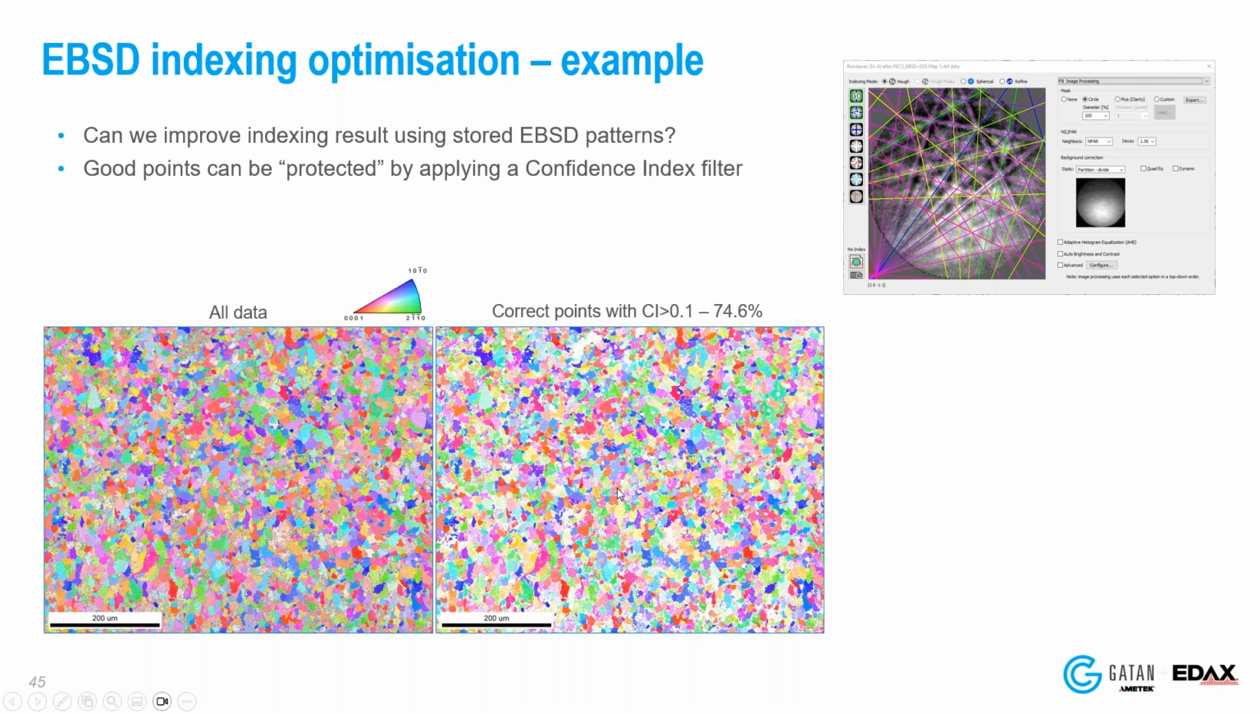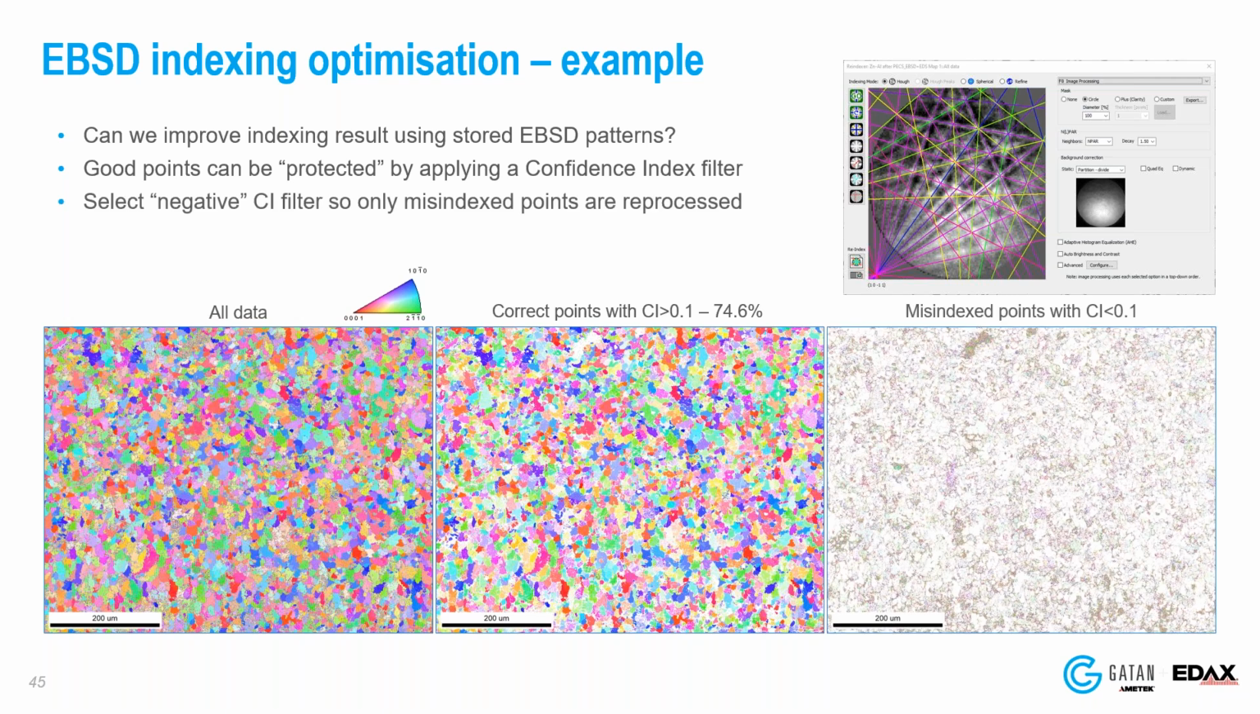Great. I want to keep those points. I don't want to change them anymore. Those are good. But I can now flip that filter around and only look at the bad ones. They didn't index for some reason, maybe the patterns were weak. But let's see if we can maximize the results.